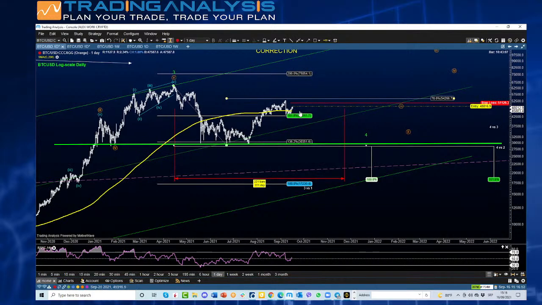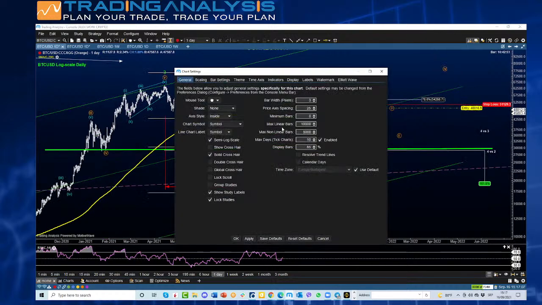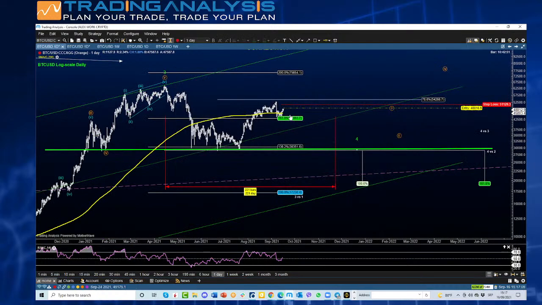So for Bitcoin, we will say we are in a kind of no man's land, and that we are still waiting for it to show us its hand in the next couple of weeks of developments. Okay, so we are carefully observing what is going on.